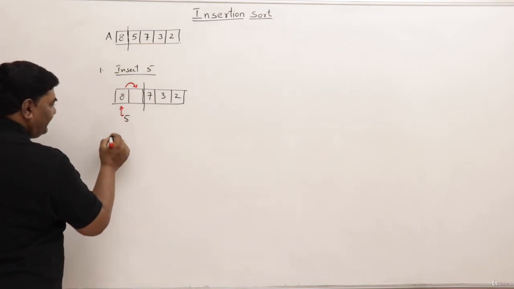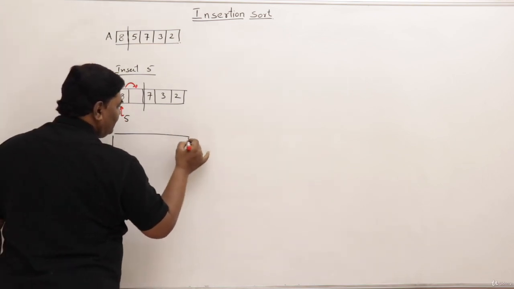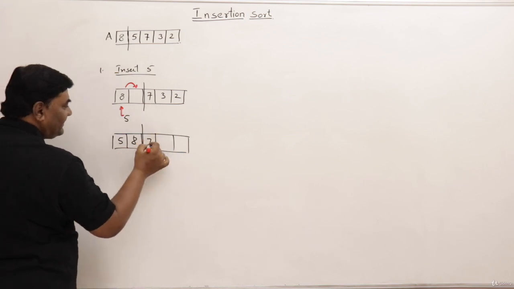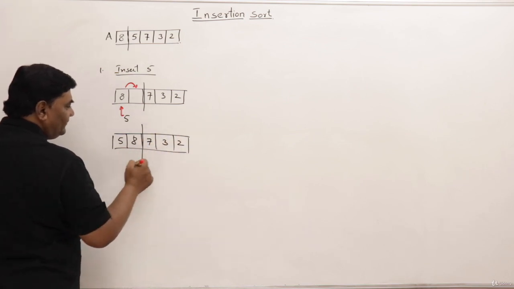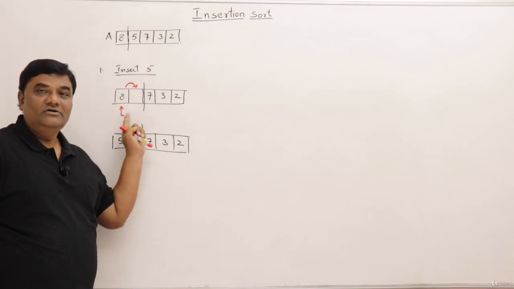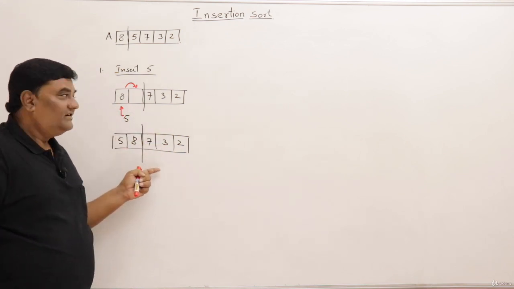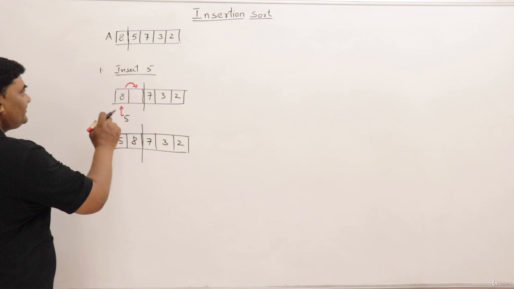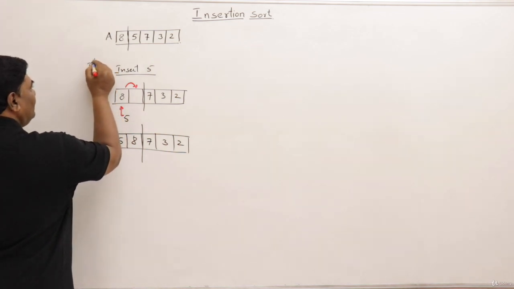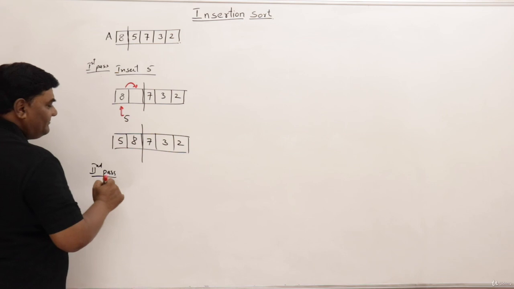So after inserting 5, the result is 5, then 8. Till here the list is sorted. Remaining 7, 3, 2, they are not yet sorted. So I have shown here how to insert 5, how to shift the element, and this is the result. So one element we have inserted. So this, let us call it the first pass.